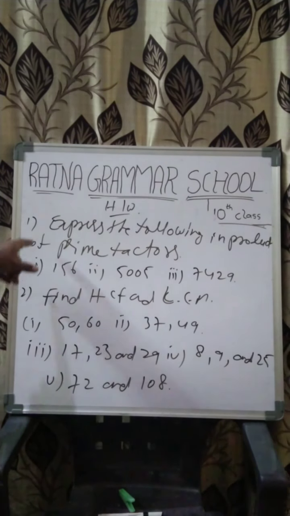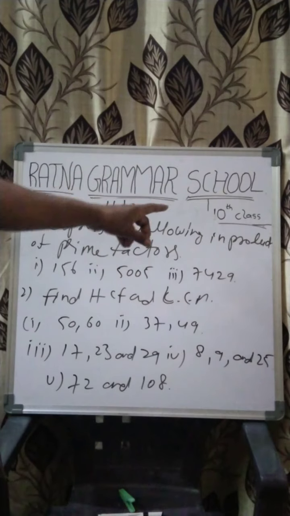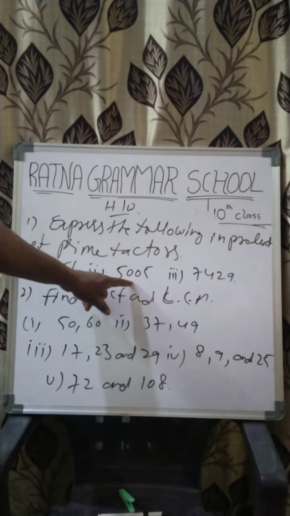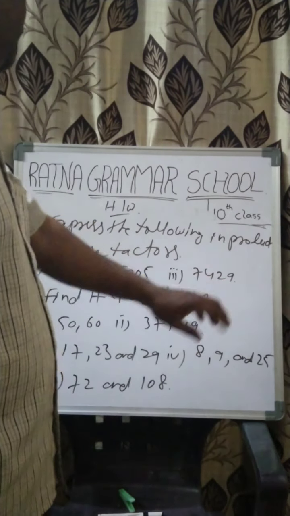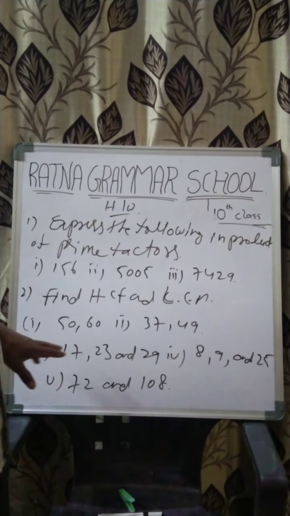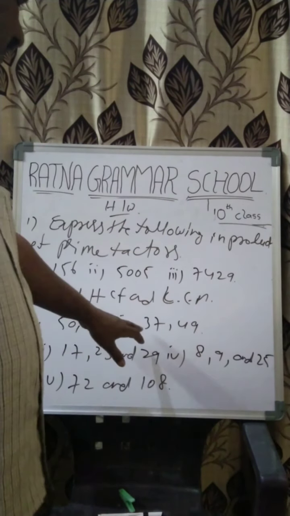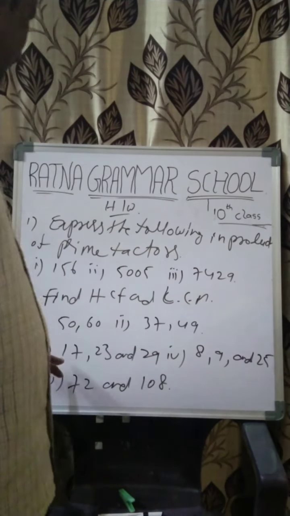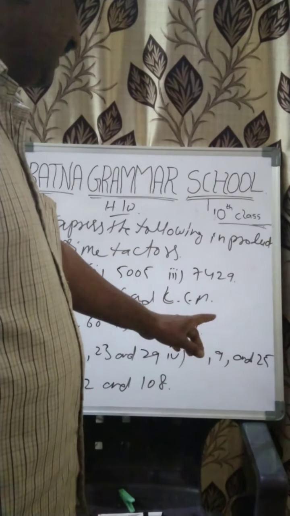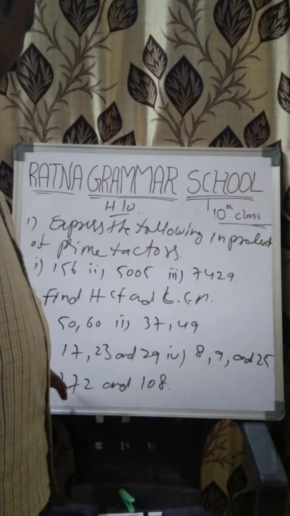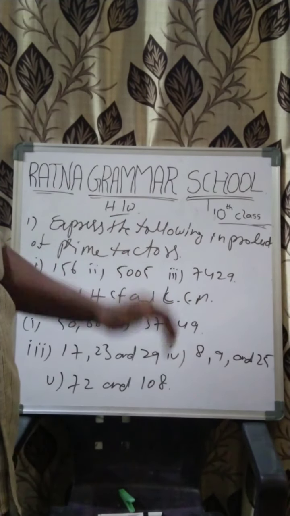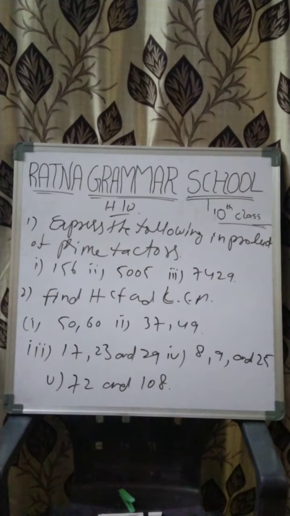Now homework. First bit: express the following as a product of prime factors: 156, 5005, 7429. Second bit: find HCF and LCM. You know all of this, the prime factorization method only. First: 50 and 60. Second: 37 and 49. Third: 17, 23 and 29. Fourth: 8, 9 and 25. Fifth: 72 and 108. So do these sums in your homework book and show tomorrow.